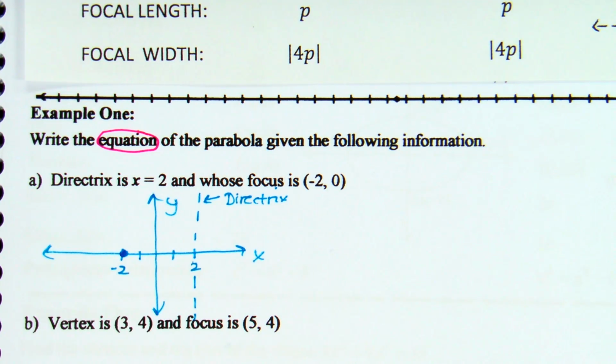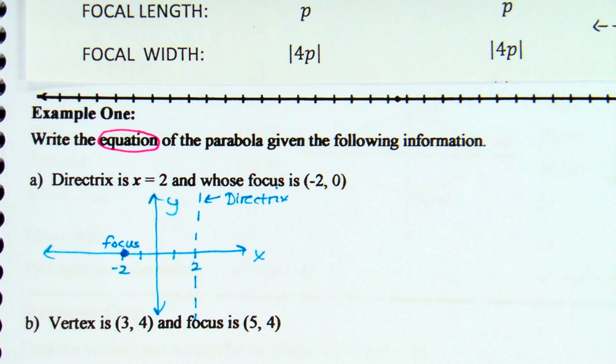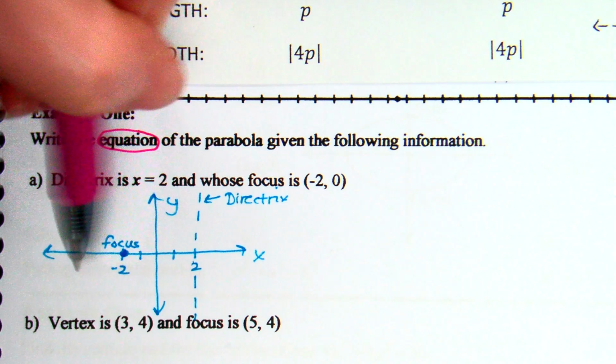Now that we've drawn that, can you figure out which way this parabola is going to open? Why? Okay, so he says it opens to the left. Does that make sense to you guys? First of all, that vertex has to be in between the focus and directrix, right? So I've got my focus and directrix, and it has to be in between them. And then that focus is going to be on the inside of the parabola, right?